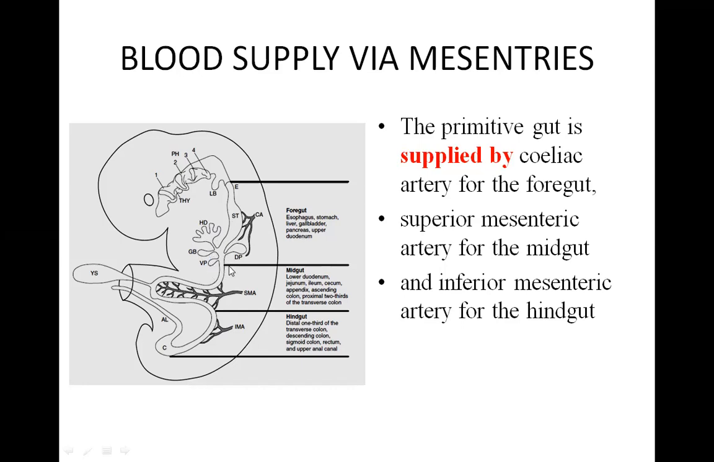the pancreas. Similarly, the midgut, it is giving rise to lower part of the duodenum behind the common bile duct, then the jejunum, ileum, the cecum, appendix, ascending colon, and the proximal two-thirds of the transverse colon. Now, this proximal two-thirds of the transverse colon, it is corresponding to this posterior intestinal portal. Now the hindgut, it is giving rise to distal one-third of the transverse colon along with the descending colon, then the sigmoid colon, rectum, and the upper part of the anal canal. So all these are derived from the primitive gut.